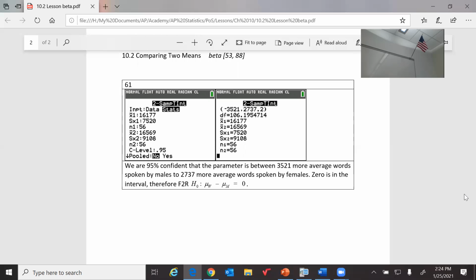All you're looking for every time when you do these confidence intervals for the difference of two proportions, the difference of two means, you're looking for 0 in here. Because 0 would be the null. And if it's in there, fail to reject the null. And if the interval goes from negative to negative, or positive to positive, then you reject the null. So that's that for 10-2.